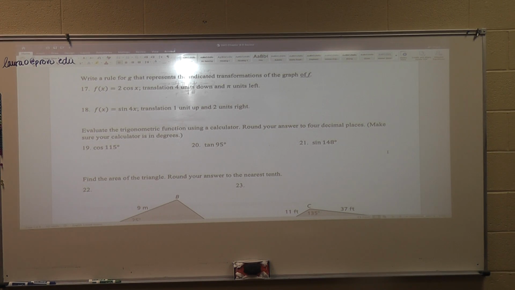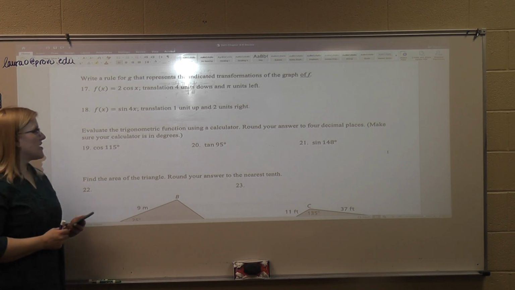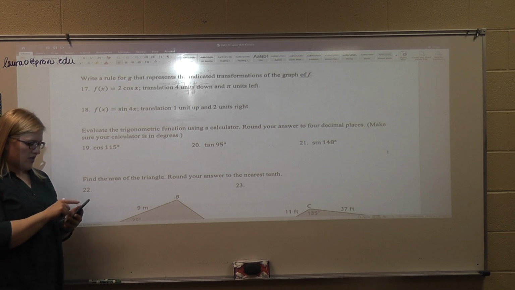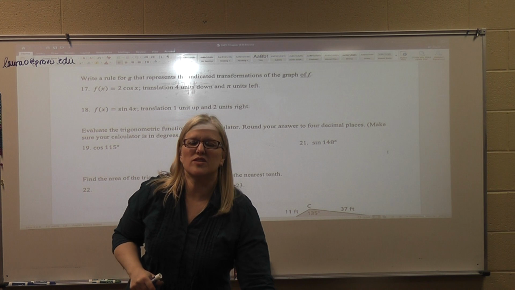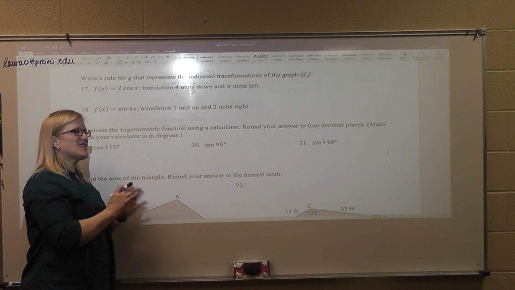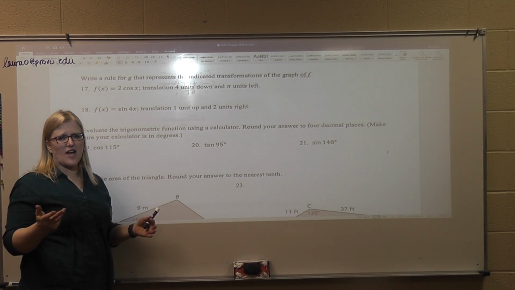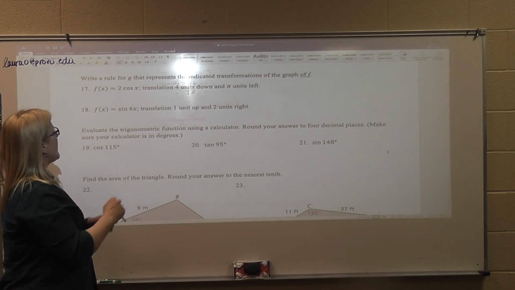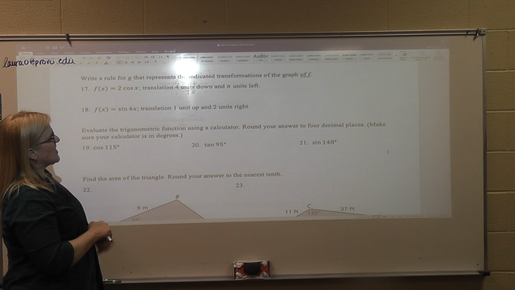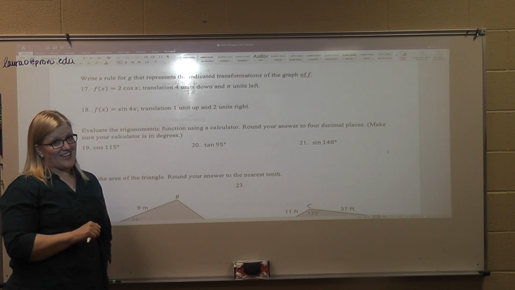All right, SM3 kids, we are now at number 17, and we're going to try to get through a little bit more. Those graphing ones take a little bit more time, and the ones at the end of this unit too will take a little bit more time because solving a triangle, there's so much. Okay, so write a rule for G that represents the indicated transformations.